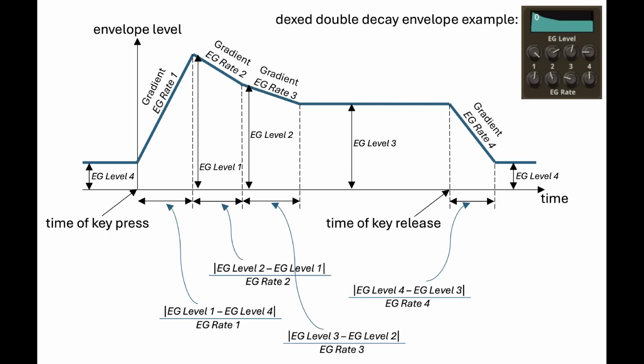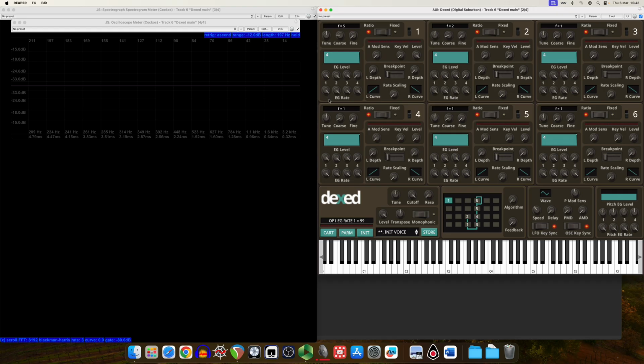I've done this nice bit of maths if anyone wants to actually look at what we mean by gradient. The attack time is basically determined by the difference in the EG levels divided by the EG rate setting. But you don't have to understand that to understand how to use it. What we want to do is just play with it a little bit and get some examples. What if we want to make it have an attack which is not instant? Okay, so here turning EG rate 1 down, you can see how the attack time is longer.